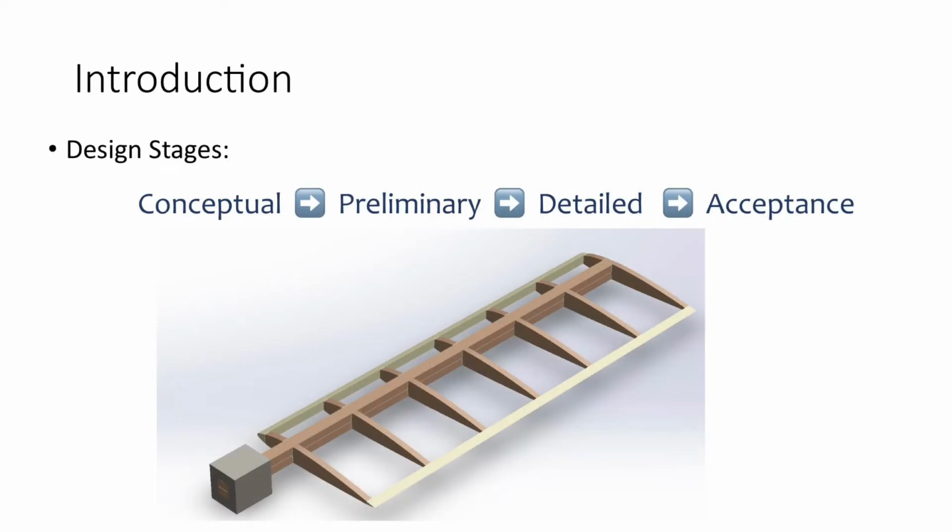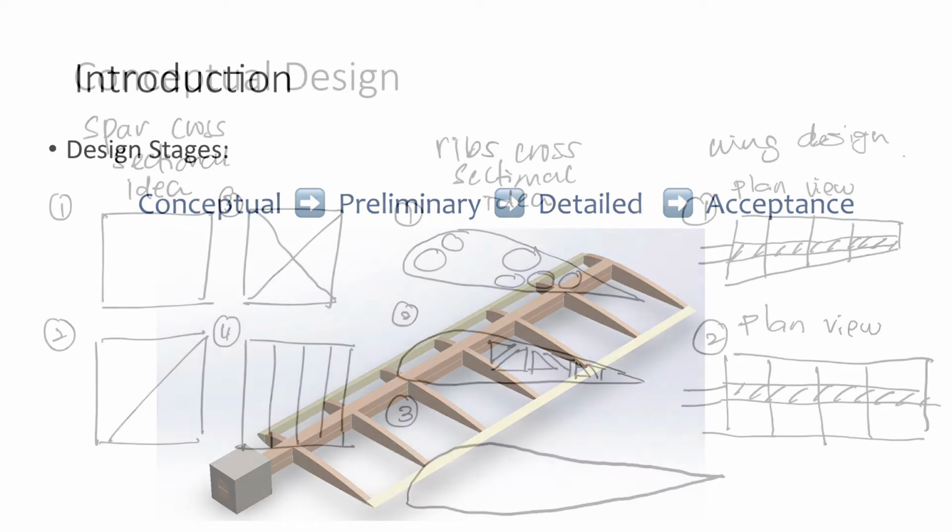For the design of our wing, we used the 4 stages of design consisting of conceptual, preliminary and detailed designs until we came to an accepted final design. We found these different designs through theory and practical experiments that we will now explain.